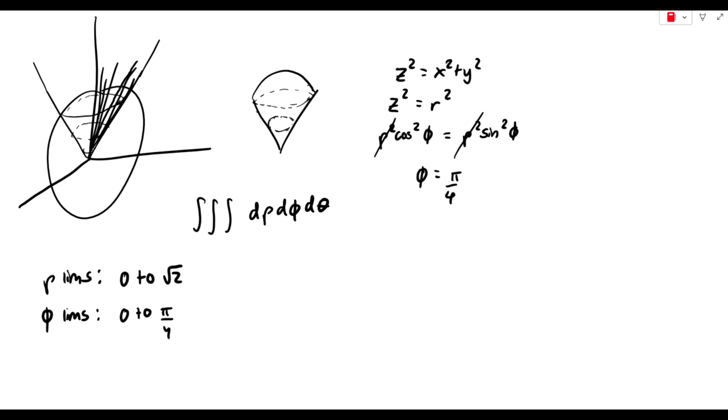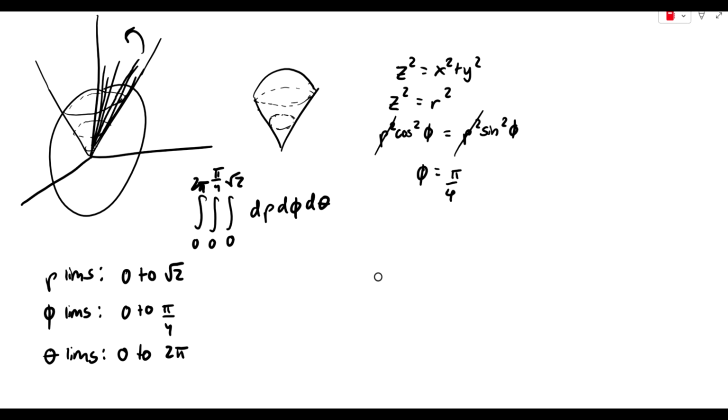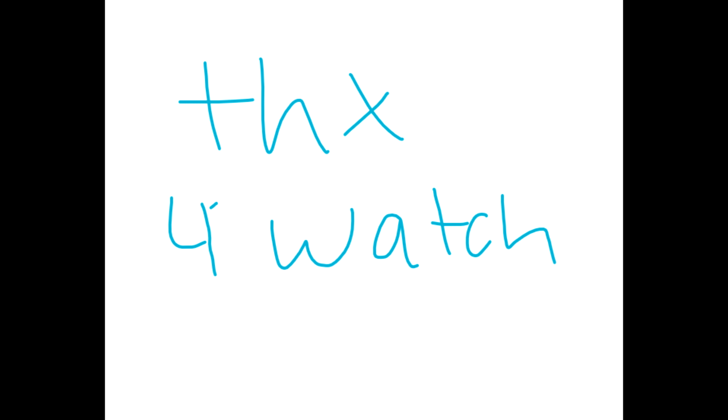So now, since we want the whole ice cream cone shape, we sweep the fan 360 degrees. Theta limits will be from 0 to 2 pi because of this. And that's pretty much all.